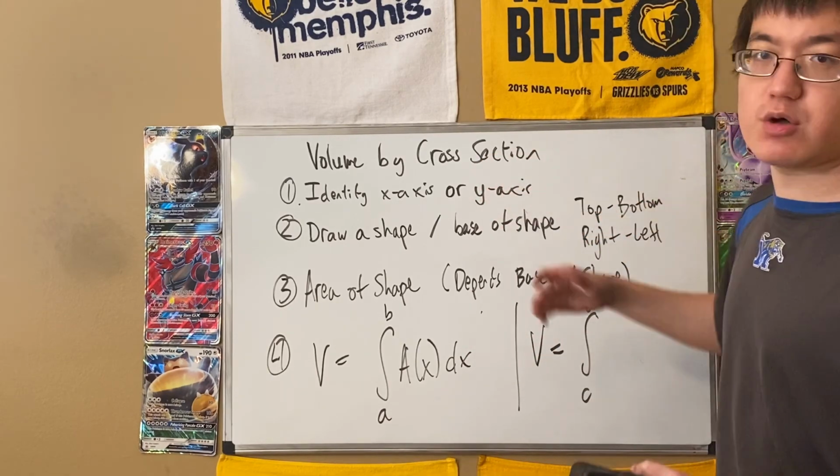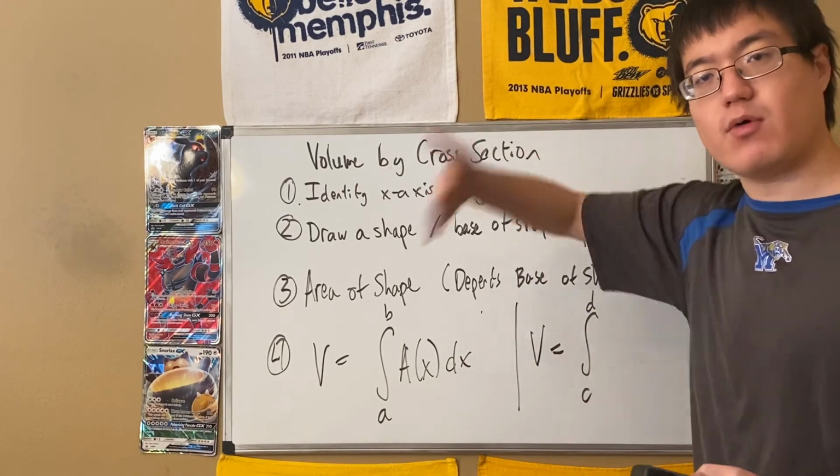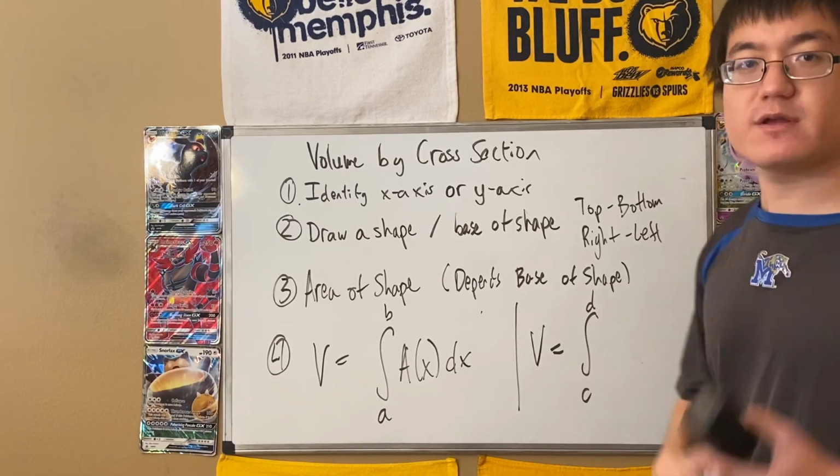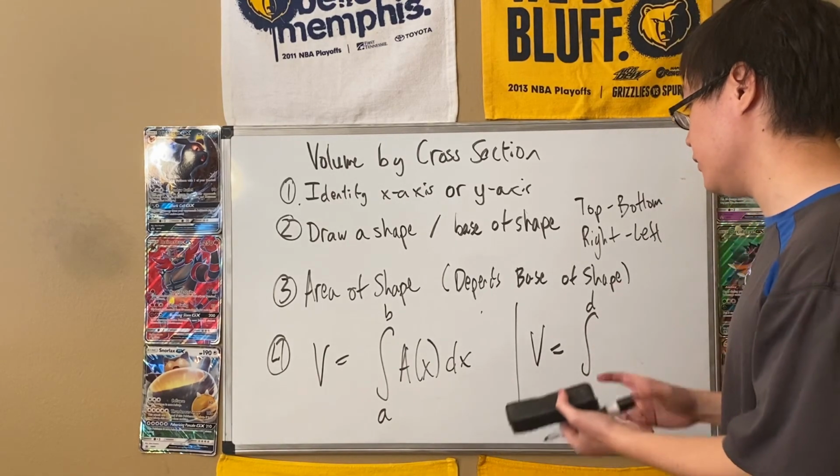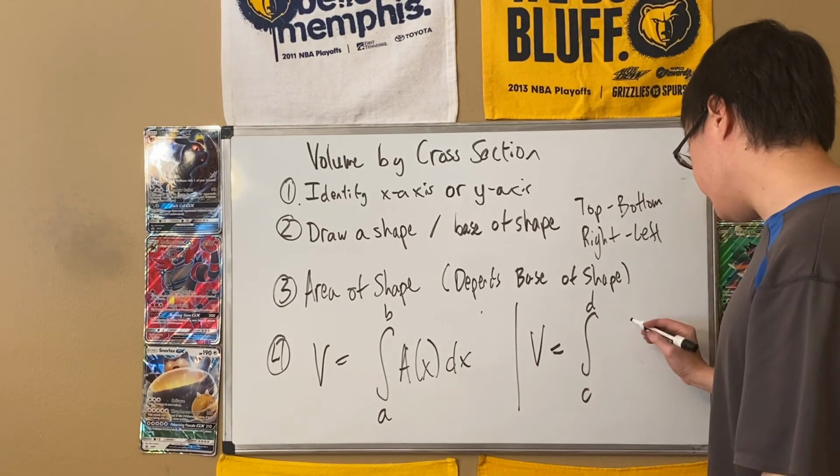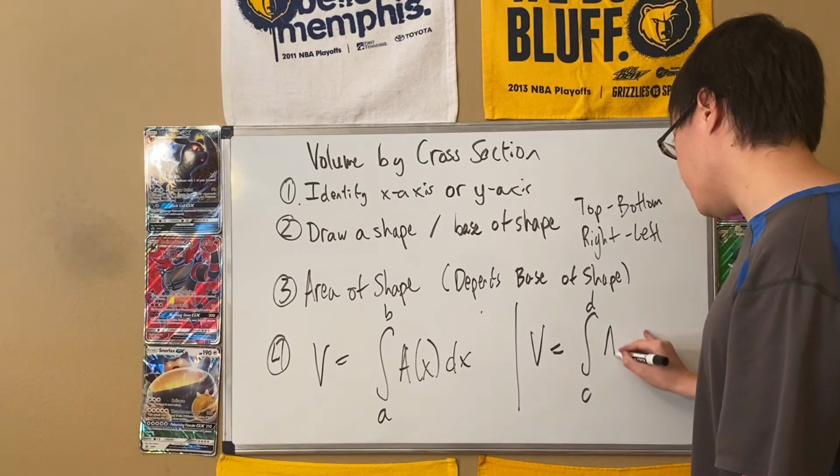But if I'm dealing with the y-axis, everything is perpendicular to the y-axis. I do right minus left, and I have to change my numbers to y values. So it can be c to d. And then finally, you do the area in terms of y.